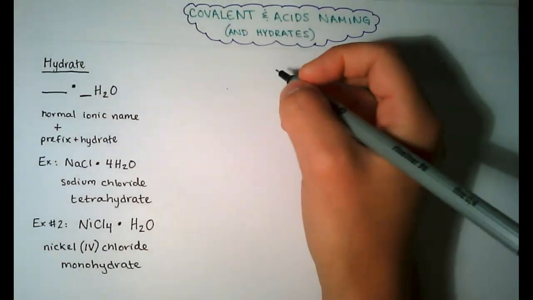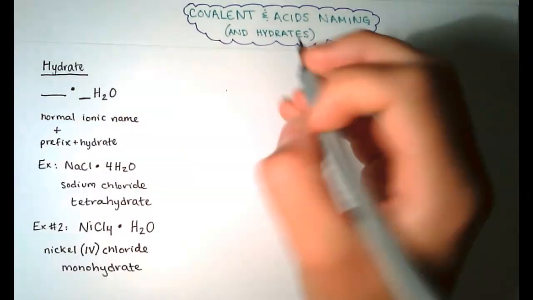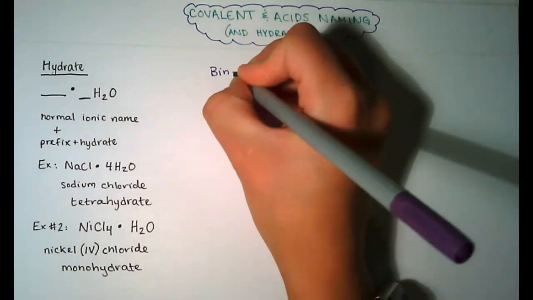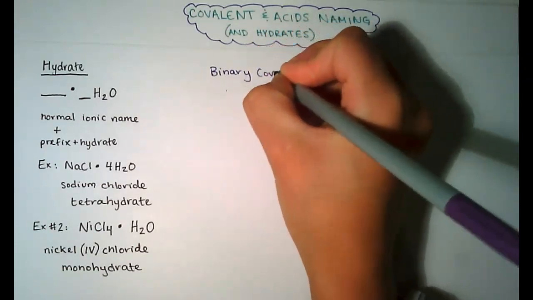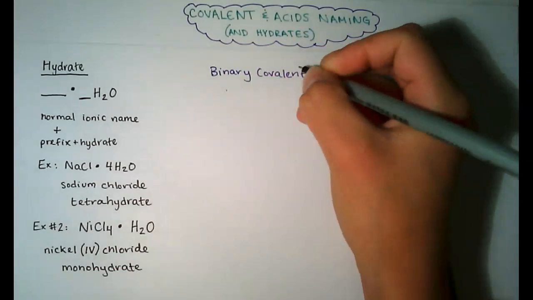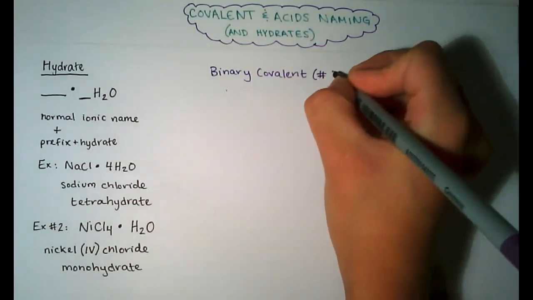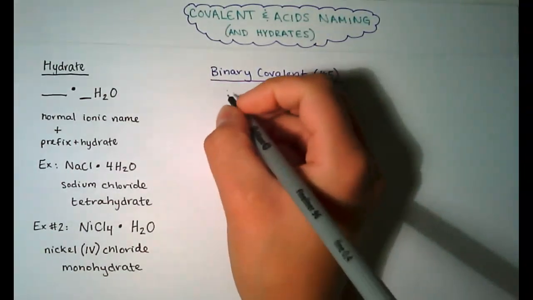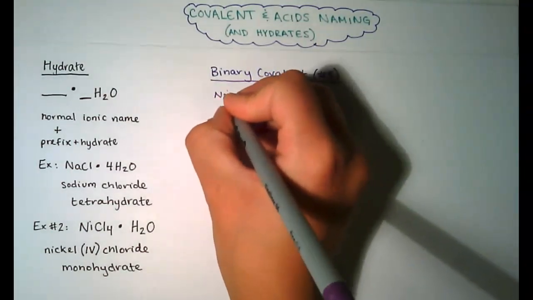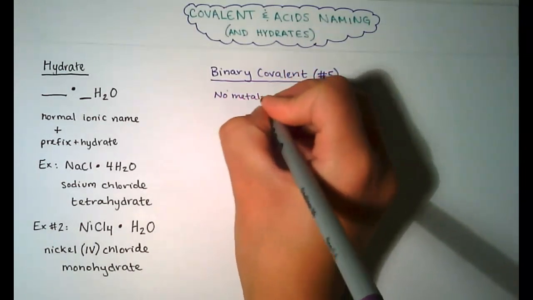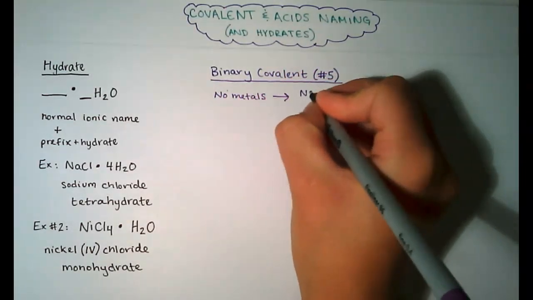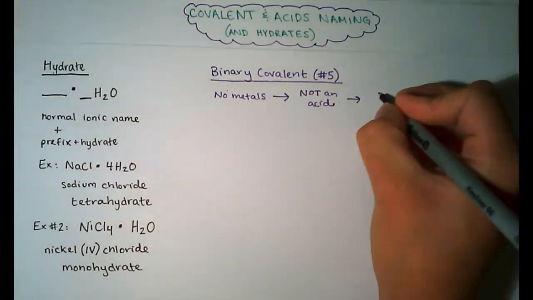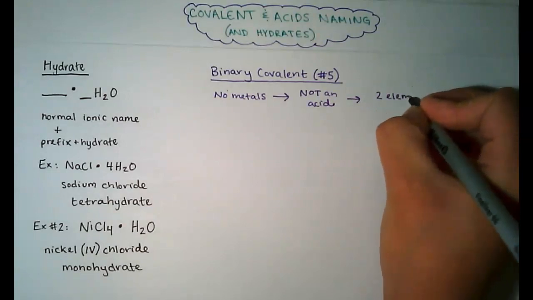Moving on, let's talk about naming covalent compounds, and I'll do that in purple. So let's talk about naming binary covalent. And in case you're checking, this is naming rule number 5 on your guide to chemical naming sheet. So we know something is binary covalent if there are no metals, if it is not an acid, and then if there are just 2 elements, or 2 element types.